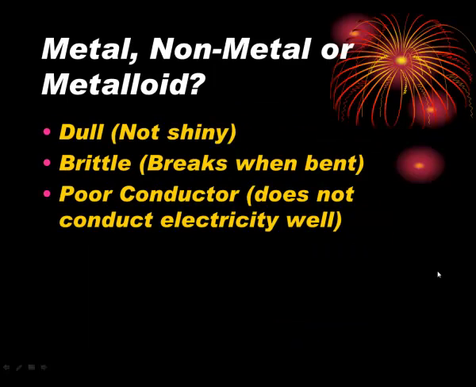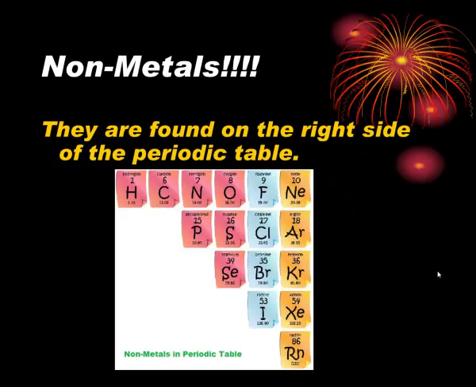Metal, nonmetal, or metalloid. Dull, which means it's not shiny. Brittle, which means that it breaks apart when you try to bend it. And it's a poor conductor. It does not conduct electricity well at all. And most of the time it won't conduct electricity at all. Nonmetals. These are found on the right side of the periodic table. There is one element on the left side of the periodic table, which is hydrogen, that is also a nonmetal.